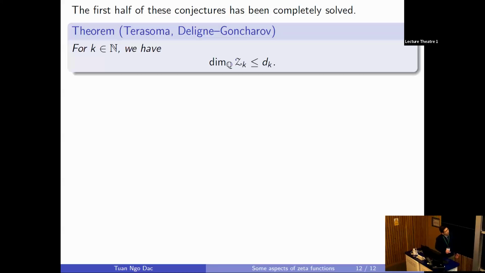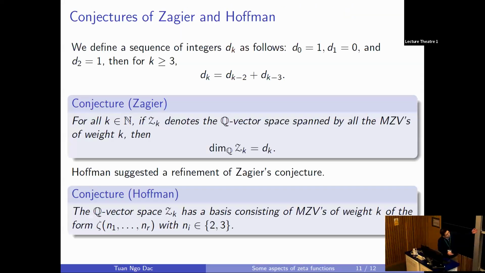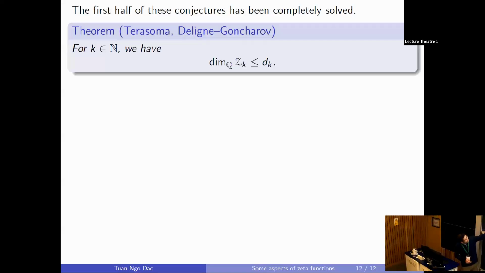So what does it mean? It means that we would like to have something like an equality here and a basis here. The first half gives you the upper bound: for all k in N, the dimension of Z_k is at most d_k. This is exactly the optimal bound, proved by Terasoma, Deligne, and Goncharov.